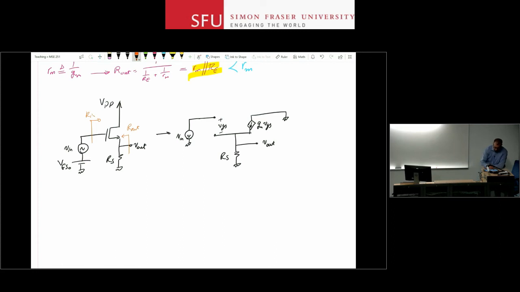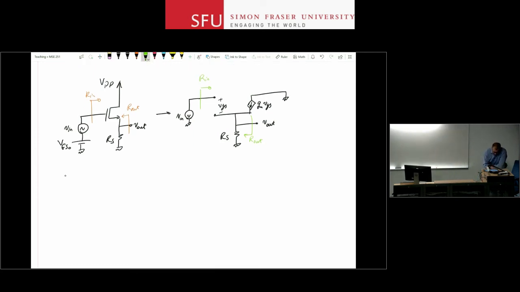Now, I'm not going to go through the full solution. I suggest you do, but you can also maybe cheat a bit and use the results that we had for the common emitter stage. Remember that, from the small signal point of view, the analysis looks the same when I take R pi and push it to infinity.